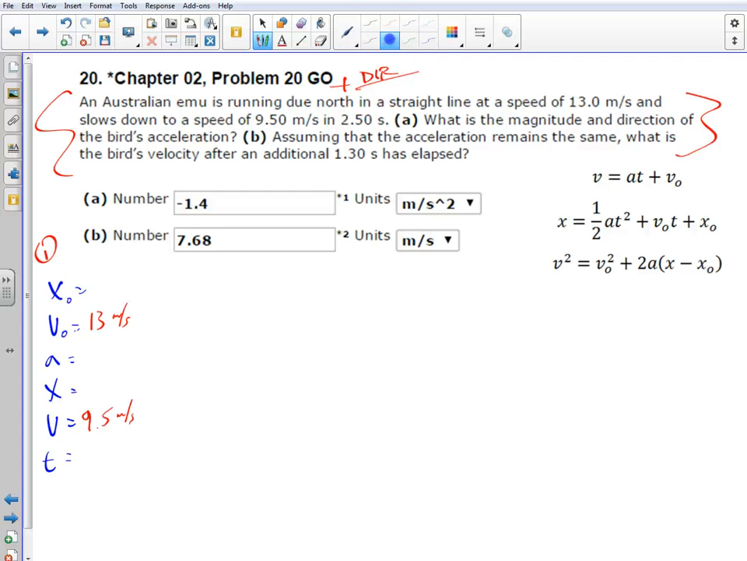In a time of, time. How do I know that's time? They don't say time. Oh, come on. They give us a unit of seconds, right? So seconds is time. So it takes 2.5 seconds for that change to occur. Notice I'm putting units every chance I get. Always a good idea to do that. So what is the magnitude and the direction of the bird's acceleration? Now I'm hoping that you can tell me the direction already.